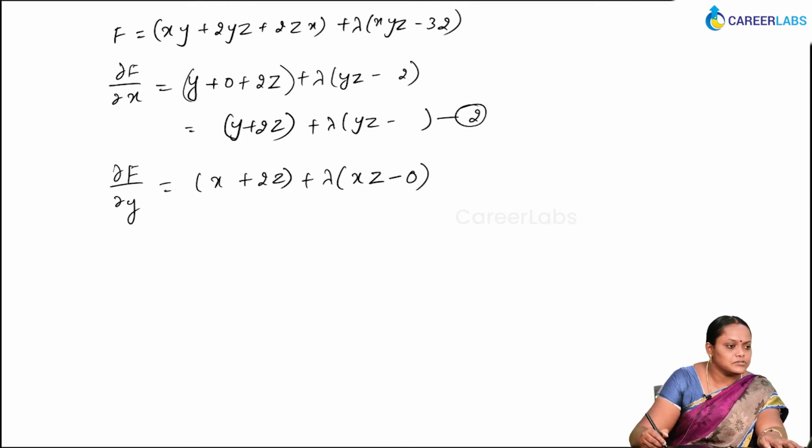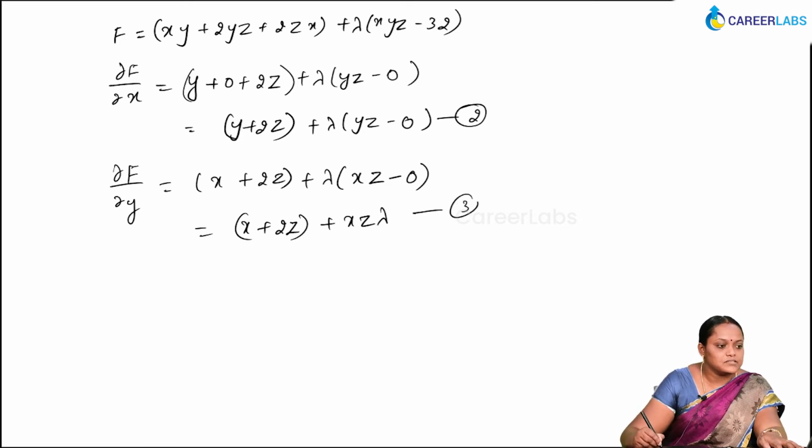Once again here also the constant term will become 0, so this is 0 here. So here also it is 0, here also it is 0, okay. So this is equivalent to x plus 2z plus xz into lambda, okay. Let us mark this as equation number 3.